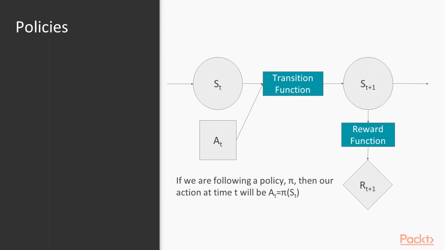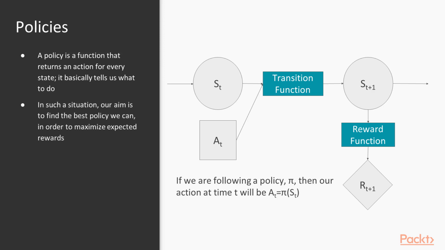The aim of the game for us is to discover a high-quality policy, and a policy is a function that returns an action for every state. So basically, our policy will tell us what to do in any given state, and we want to get a high-quality policy that will provide us with plenty of rewards. Now, how are we going to measure the quality of the rewards? We don't want to just look at immediate rewards.